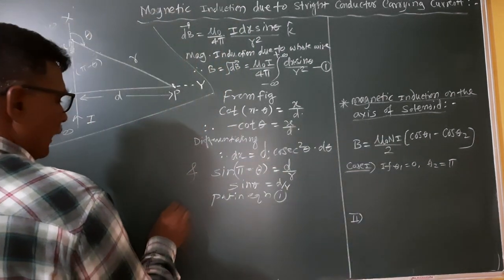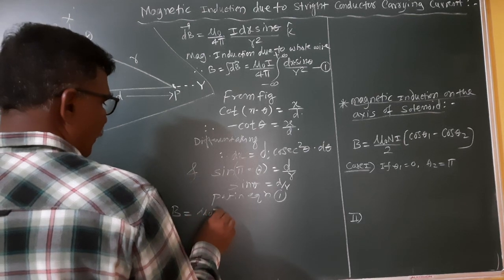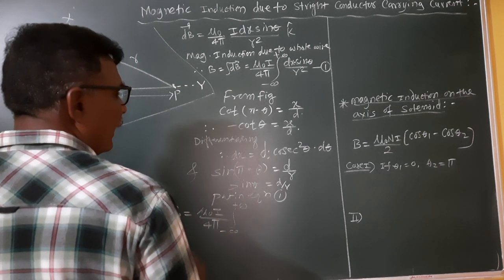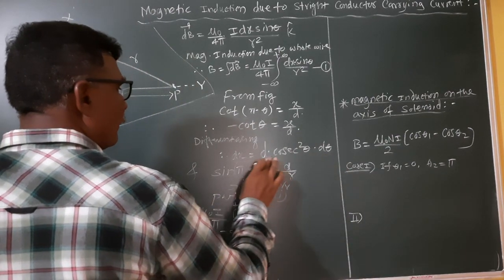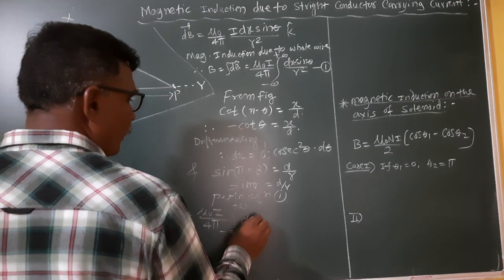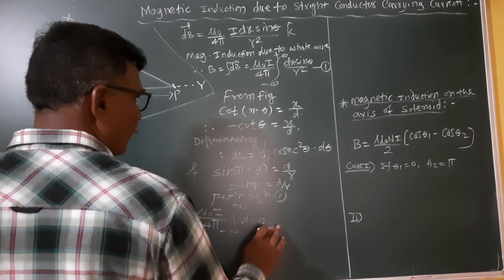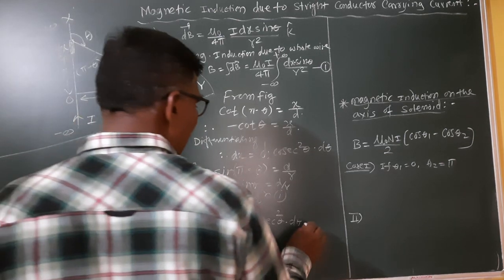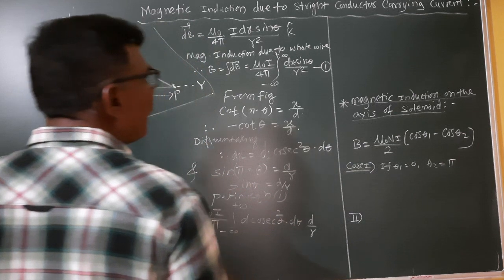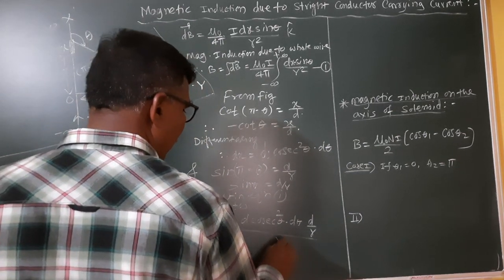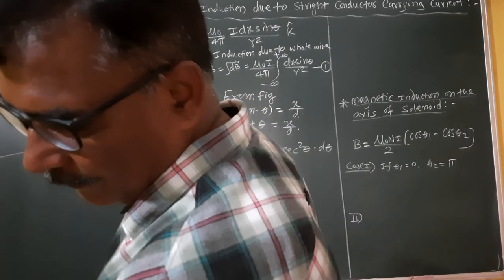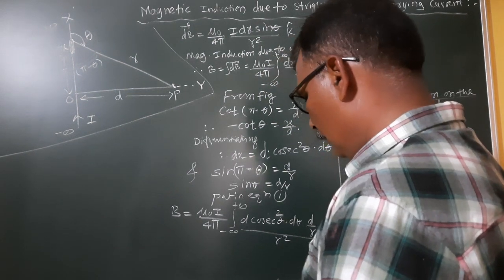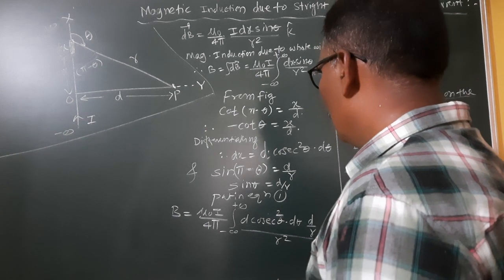If we put this value in equation number one, what will happen? B is equal to mu 0 I upon 4 pi, integration from minus infinity to plus infinity. What is the value of dx? This is the dx value, that is d into cosec square theta into d theta. Sin theta is d by r, and then divided by r square. This is the substitution we have to consider, and after that d theta also has one more value we have to consider here.